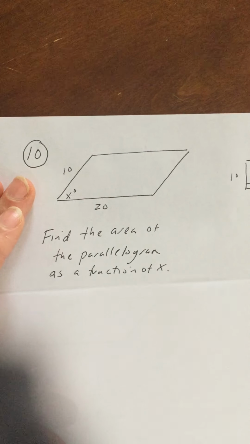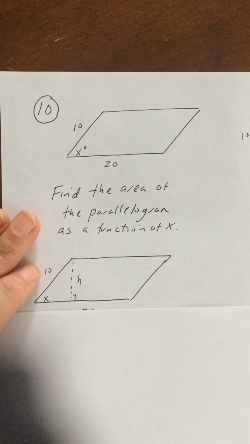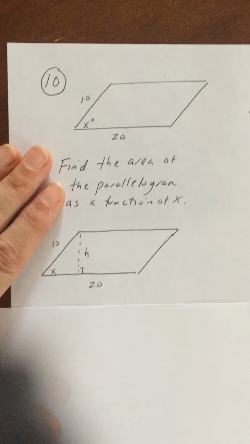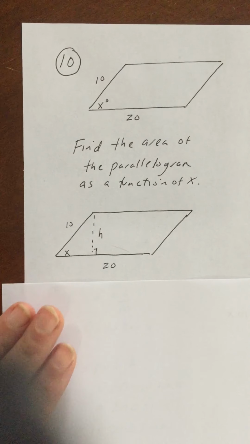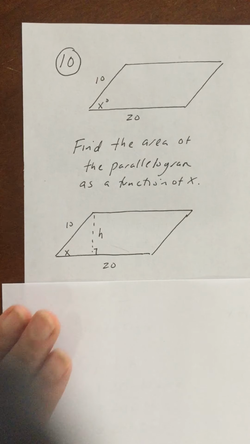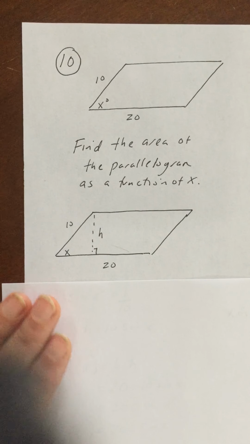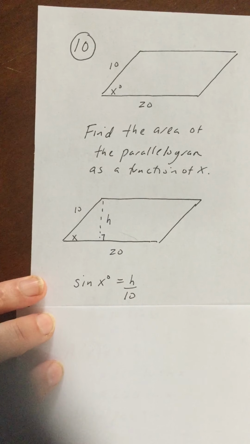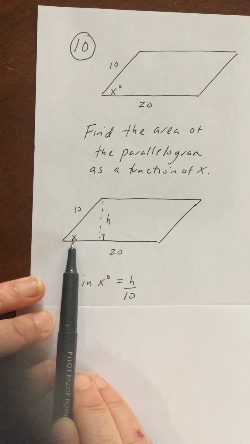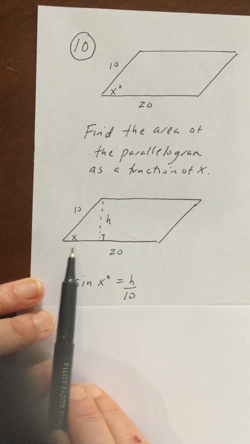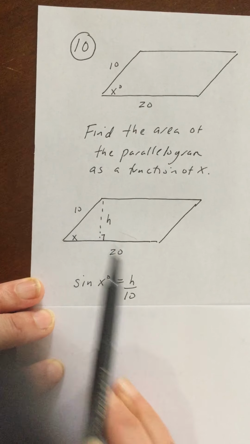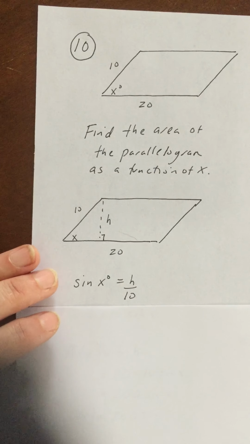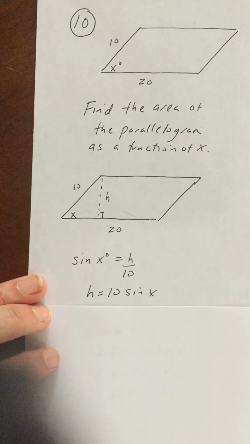Okay, so let's go ahead. What you want to do is put in a height, because the area of a parallelogram is just going to be base times height. Hopefully you know that. So what I would like to do is actually find the height. Just label a height in there and go ahead and find it. It turns out that the sine of x is going to be h over 10. Just the basic SOHCAHTOA, opposite over hypotenuse. And if I solve that for h, it's going to be 10 sine x.